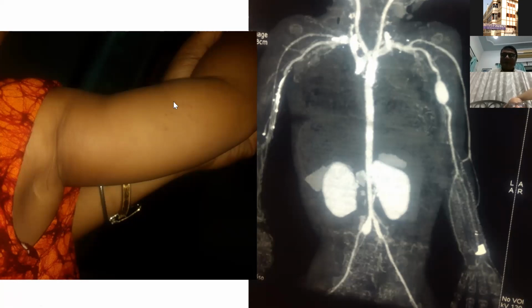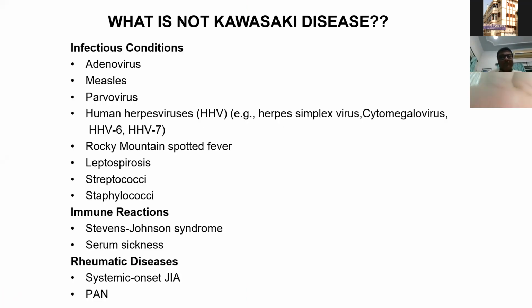A whole body CT angio was done, and there were multiple giant aneurysms, not only in the coronary arteries, but in some major arteries as well. You can see the axillary aneurysm, and here are some iliac aneurysms, giant aneurysms in the iliac arteries. The baby is otherwise stable, but this was a story of a missed Kawasaki. So I don't know really how many we still miss. We may be missing definitely a lot, considering the self-limiting nature of the fever in this condition.